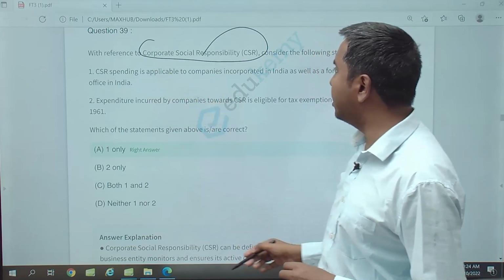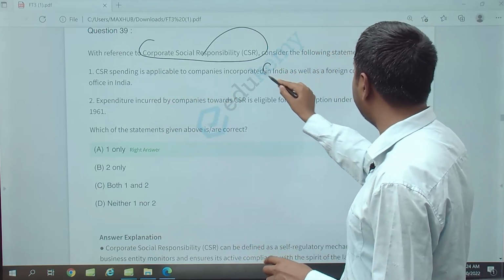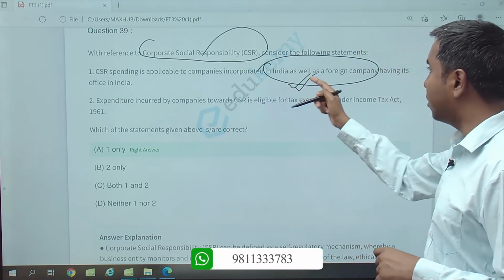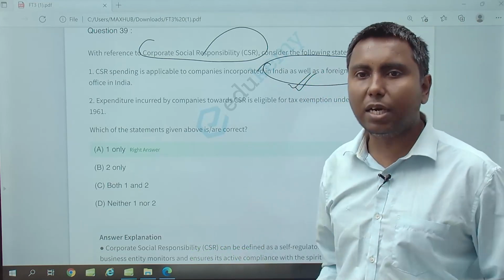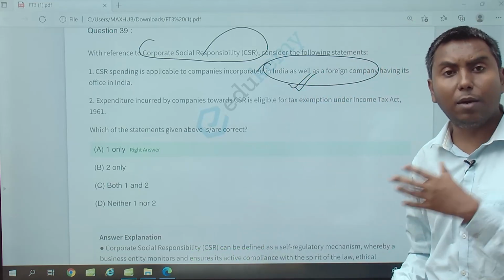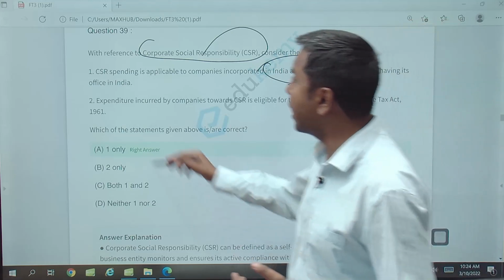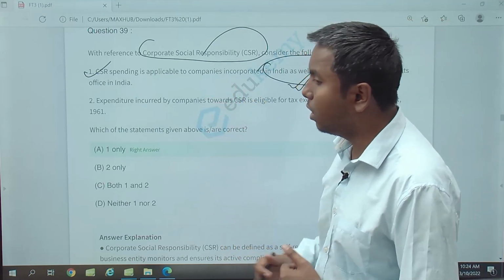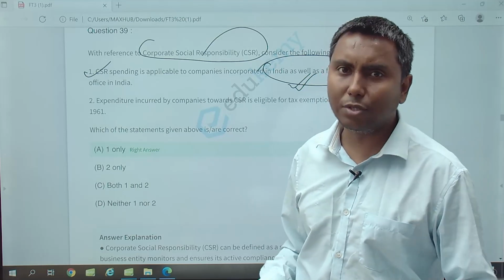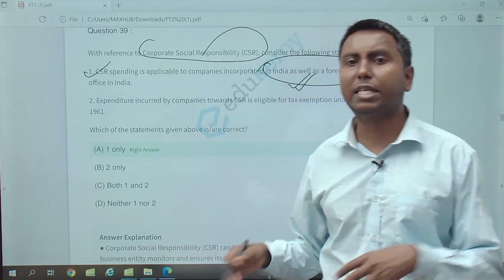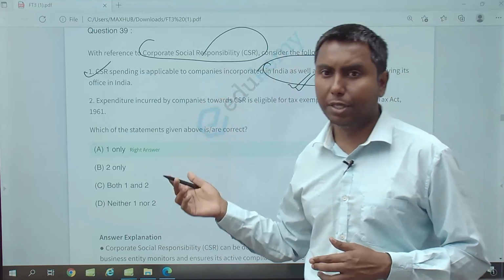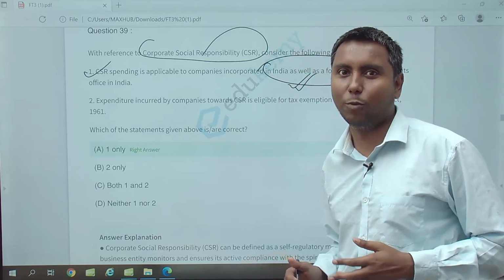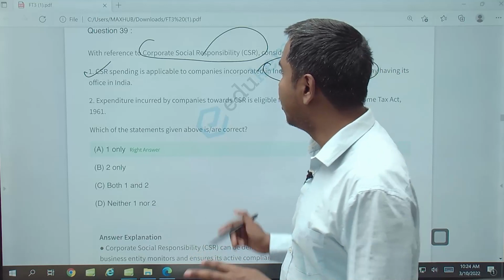So CSR spending is applicable to companies incorporated in India as well as foreign companies. This was the key part of the statement, that it is applicable to both India's domestic companies and other companies, foreign companies which have an office in India. So as it happens, it is the correct answer. And you could have argued, even without knowing, that the government will not discriminate in favor of foreign companies. But in the exam hall it is very difficult to use these kinds of arguments, because now post facto it's easy to guess these things.